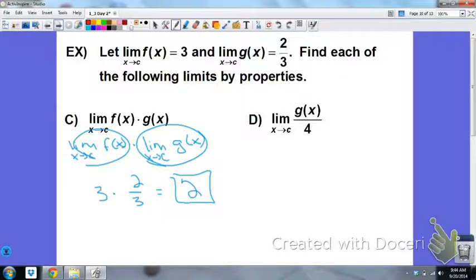And our very last problem of the weekend, we have D. Find the limit as x approaches c of g of x over 4. Take that 4, move it out front as our leading coefficient. Because the 4 is in the denominator, that means we have 1/4 times the limit as x approaches c of g of x. The limit as x approaches c of g of x is actually equal to 2/3, so we substitute it in. 1/4 times 2/3. We can do some cross canceling, and we get 1/6.